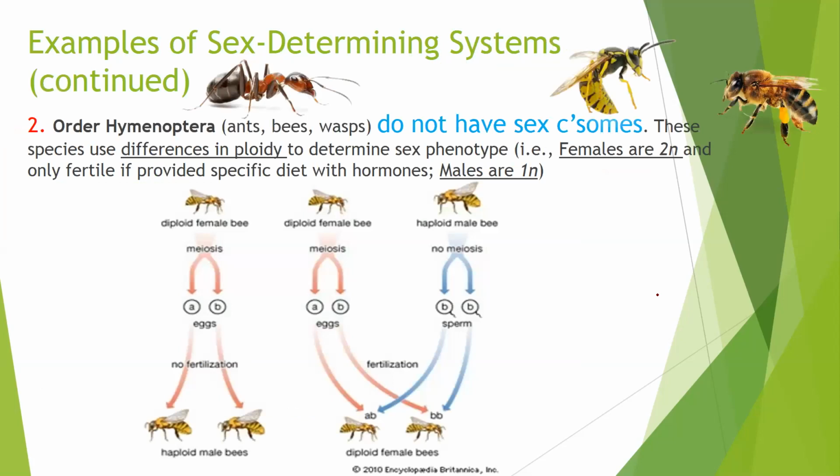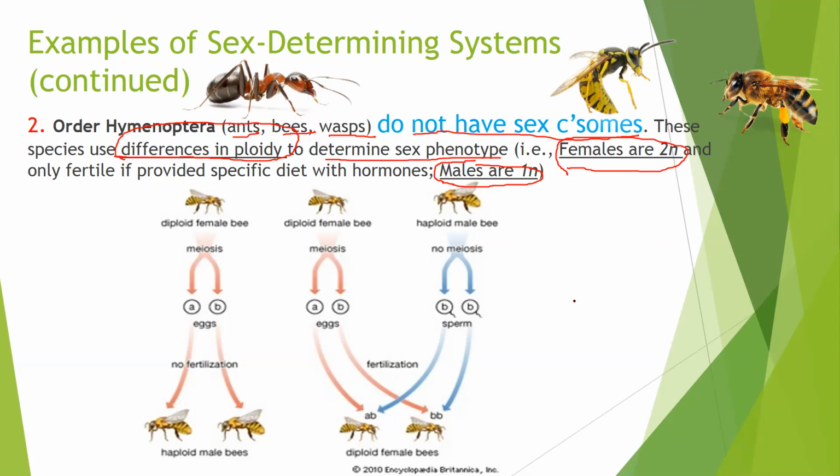However, there are some other mechanisms in animals and in nature that can also help determine the sex. So for example, in ants, bees, or wasps, they do not have sex chromosomes. Then how can they separate male from female, right? They only have the autosomes. So how do they organize their society? They use a different mechanism here. They use the difference in ploidy to determine sex phenotypes. So for example, the female is always 2N diploid, and the male is always 1N haploid.